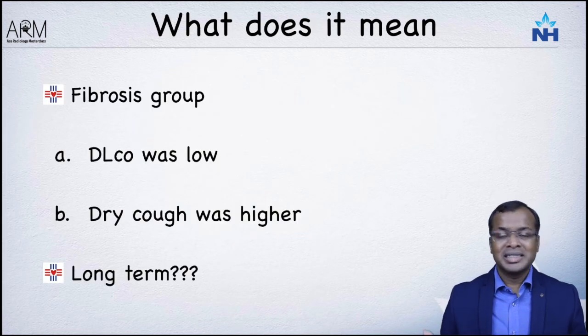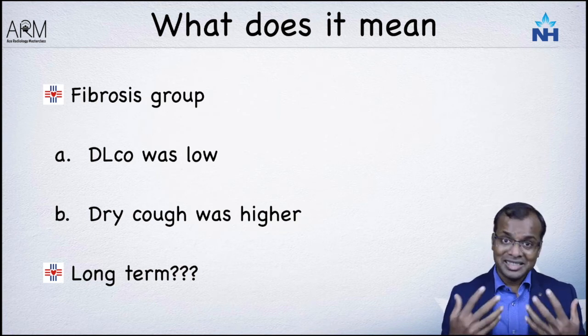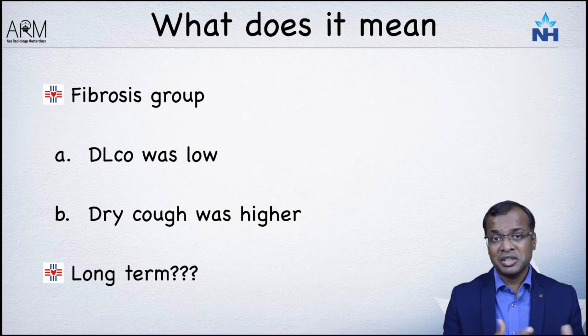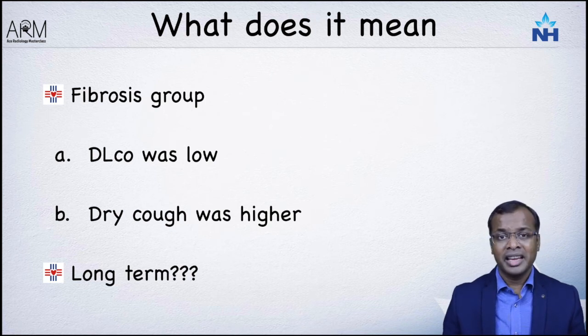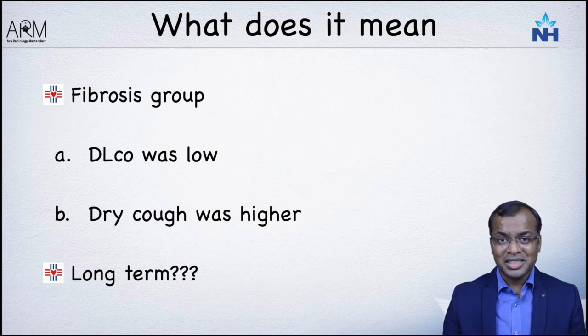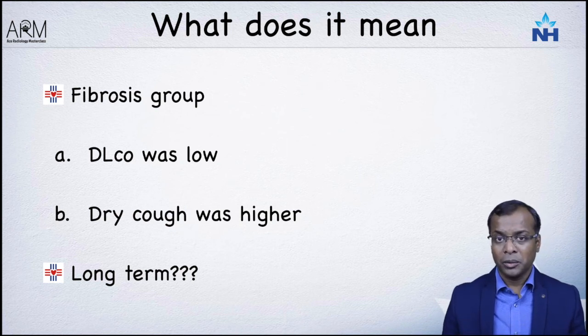So what does this all mean? One thing we are very, very clear that the fibrosis group has diffusion capacity which is reduced. The patients had dry cough as a symptom, especially those who had more fibrosis. However, what happens to them in the long term? Does it all get better in a year's time, 2 years' time, or does it get worse? We really do not know.